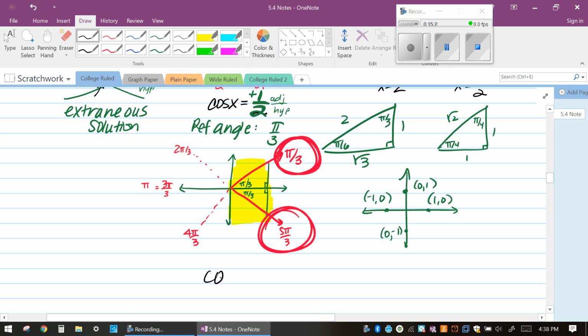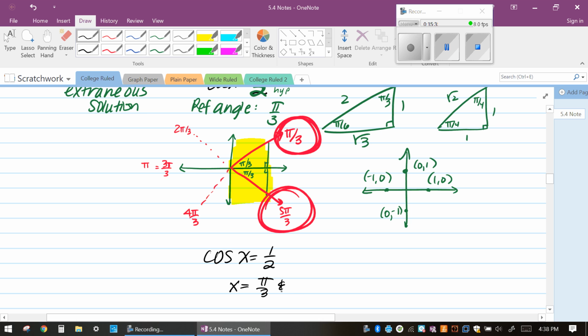So again, they were asking cosine of what angle is positive a half? My answers are that x can be pi over 3 and or 5 pi over 3. Remember that you can check your answers if you're in radian mode. Take the cosine of pi over 3, you should get a half. Take the cosine of 5 pi over 3, you should also get a half.